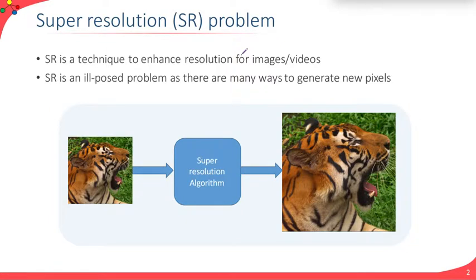First, I will explain the super resolution problem. Super resolution is a technique to enhance the resolution for images and videos. For example, we have a super resolution algorithm. It will take the low resolution image as the input and generate the high resolution one. It is an ill-posed problem because there are many ways to generate new pixels.